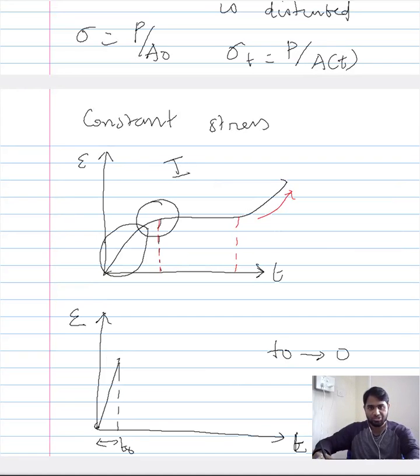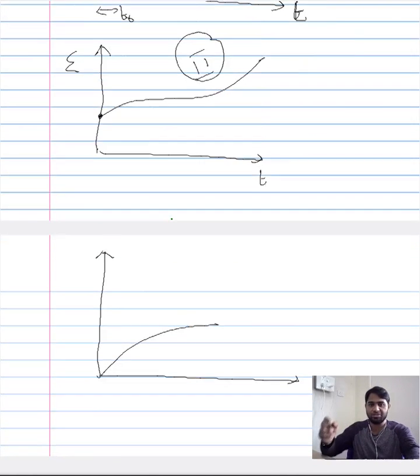So this region here corresponds to the instantaneous elongation of the material, and this region now, let me use green, there is a gradual change in the slope of the curve, and this change is represented here.